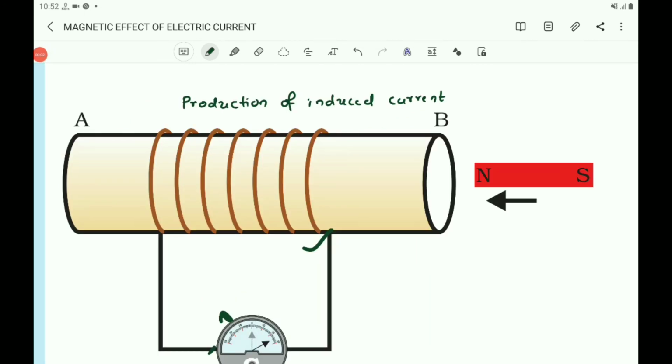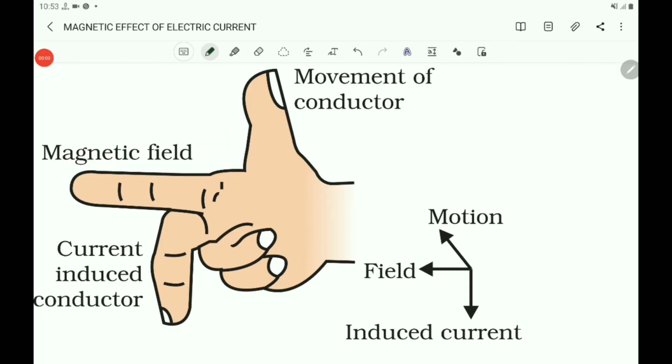The induced current is found to be the highest when the direction of motion of the coil is at right angles to the magnetic field. Here the magnetic field and the movement of the coil or movement of the magnet must be perpendicular to each other. Then only the induced current is found to be maximum. So we can use the rule which is named Fleming's right hand rule to explain.